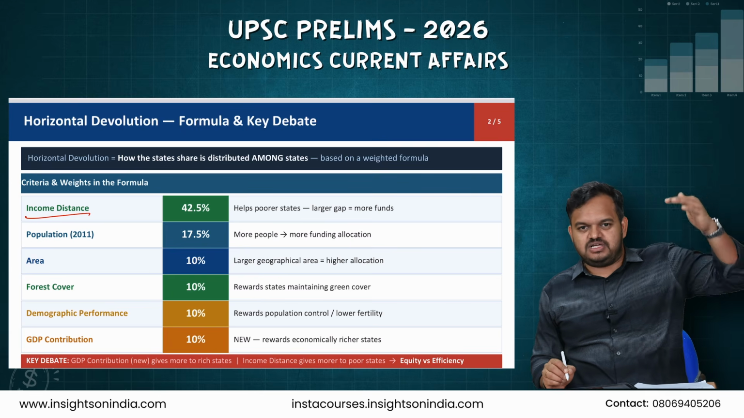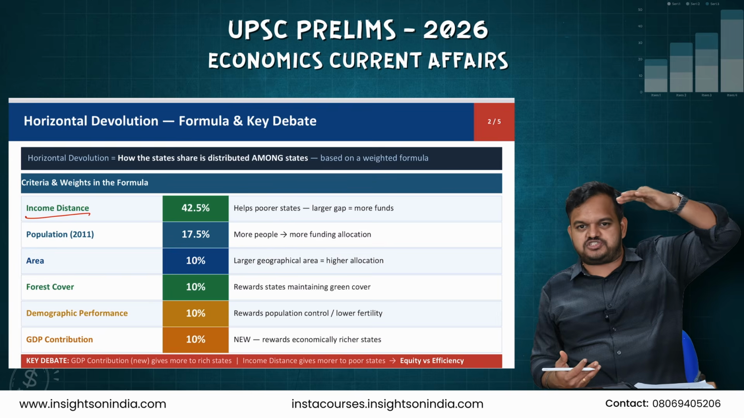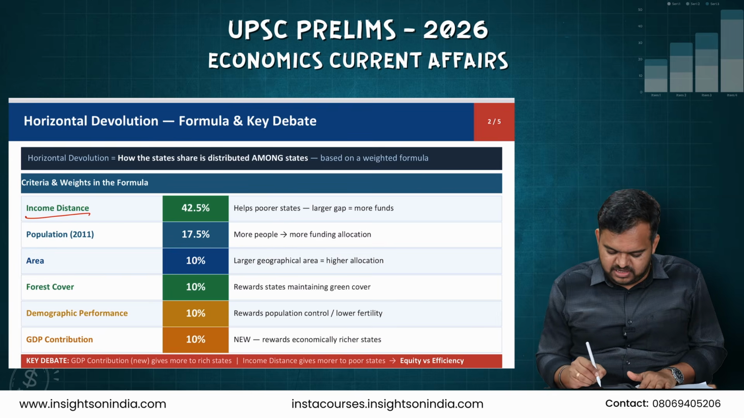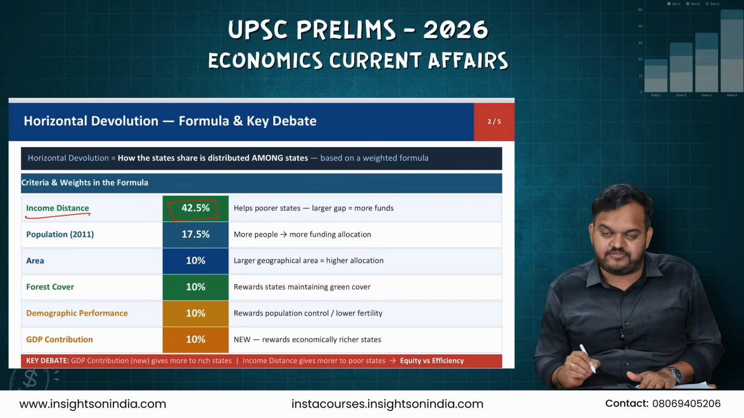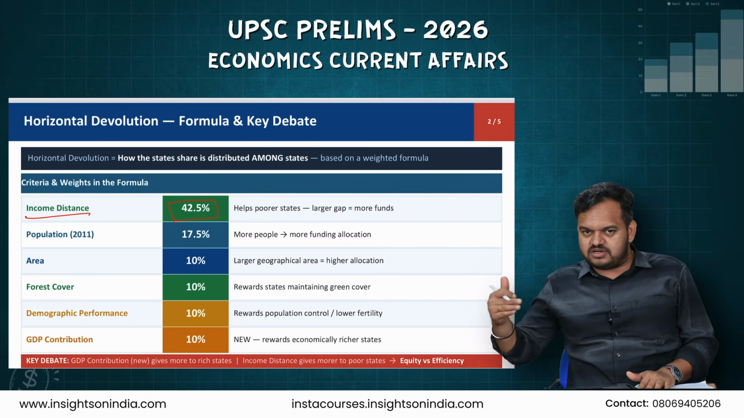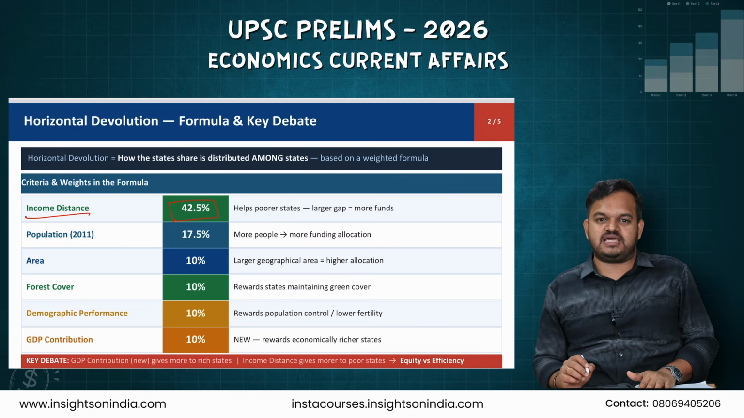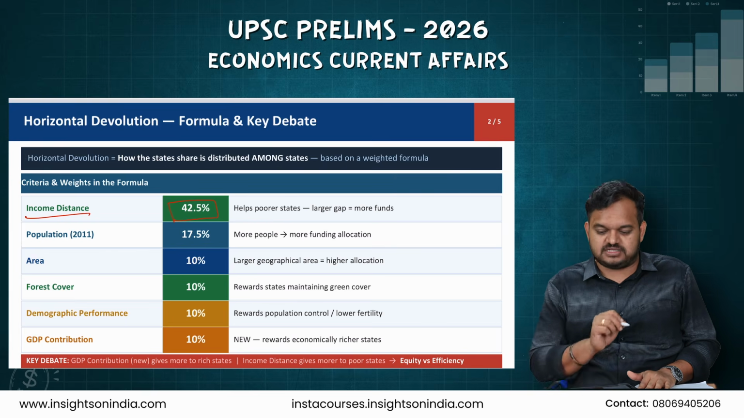Income distance means the income difference between the richest state and the state under consideration. So that will be given 42.5% of weightage. That means the poorer states are given more priority. Got it? So income distance will be given 42.5% of weightage.